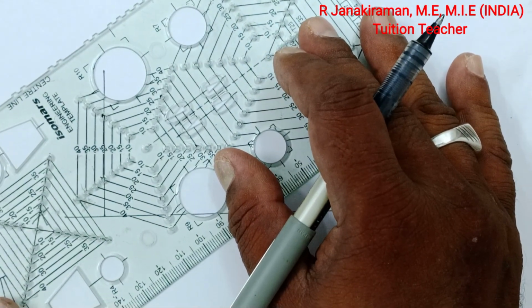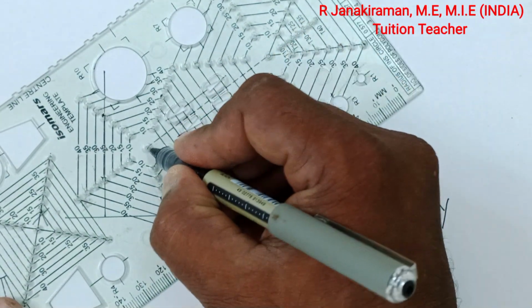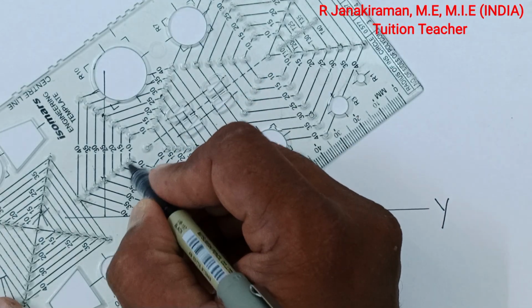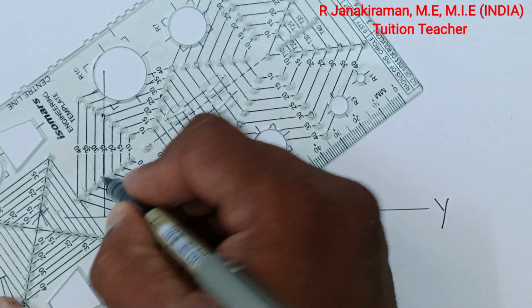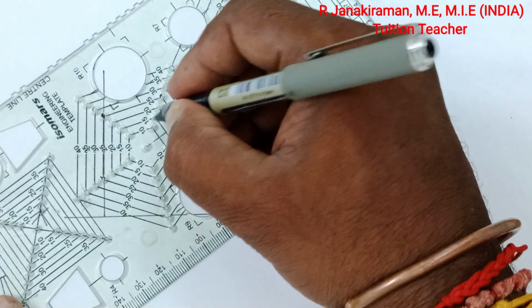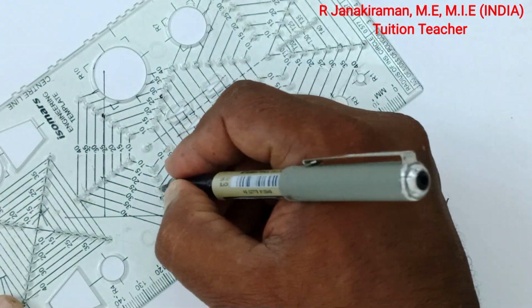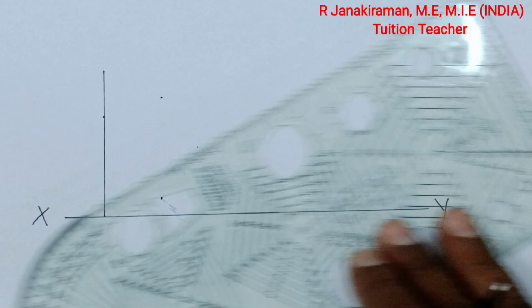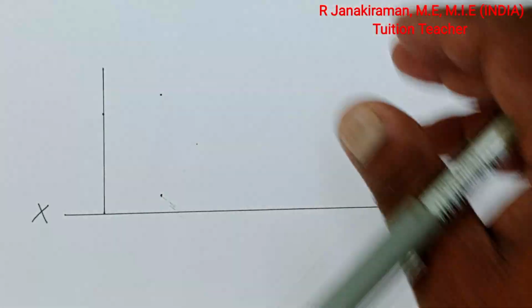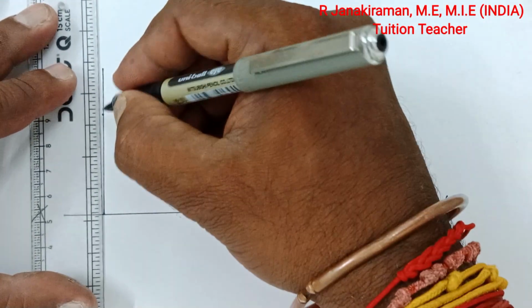So leaving the center of your pentagon, count which hole it falls. 1, 2, 3, 4. Fourth hole. Every fourth hole you locate a point using pencil. 1, 2, 3, 4. Fourth hole. So remove your template. Join it using a freehand scale.